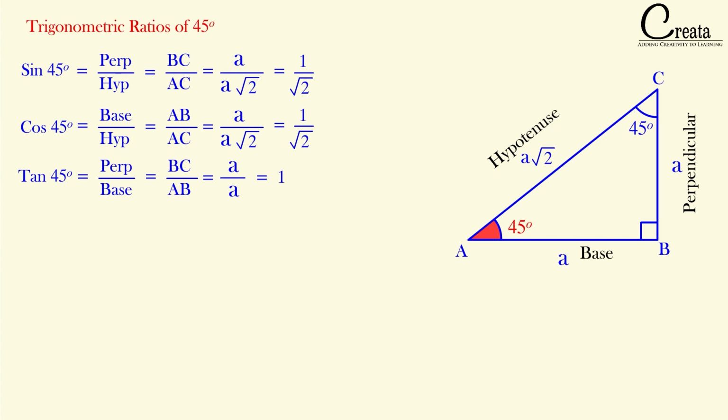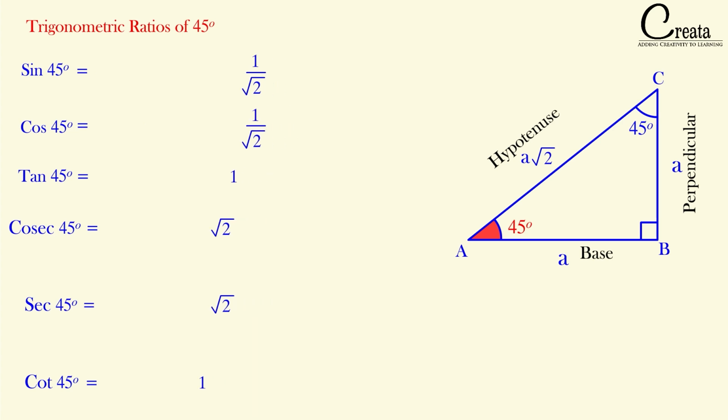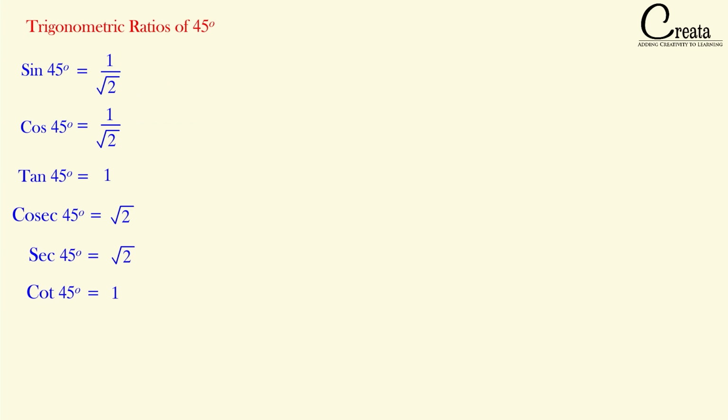Okay, we have got the value of sine 45 degree, cos 45 degree and tan 45 degree. Now let's calculate the three remaining trigonometric ratios, that is cosec 45, sec 45 and cot 45. And we know cosec is the reciprocal of sine, sec is the reciprocal of cos and cot is the reciprocal of tan. Sine 45 degree is 1 by root 2, so cosec 45 degree will be root 2. Cos 45 degree is 1 by root 2, so sec 45 degree will be root 2. Tan 45 degree is 1, so cot 45 degree will also be equal to 1. Got it? We have calculated the trigonometric ratios for 45 degree angle.